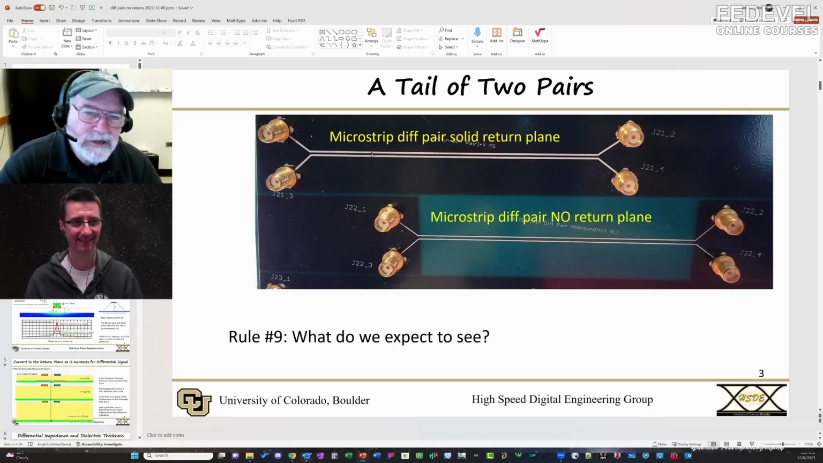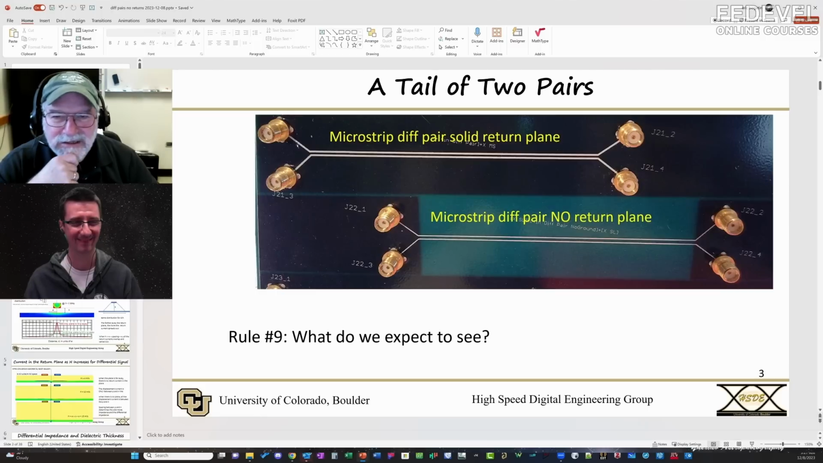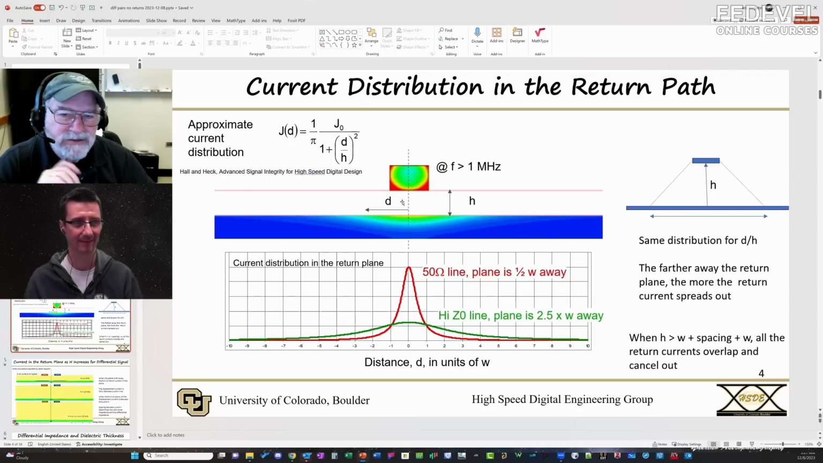We were talking about earlier, I tell my students, before you do a measurement or you do a simulation, think about what you expect to see. It exercises your intuition. So we're going to look at this case first, where the signal is going to come down here. Where's its return current going to be? Well, obviously it's in the plane underneath. And we can analyze where the current distribution in that plane is. And here is what it looks like.